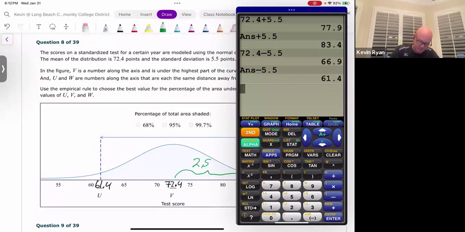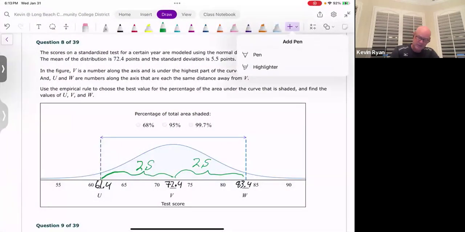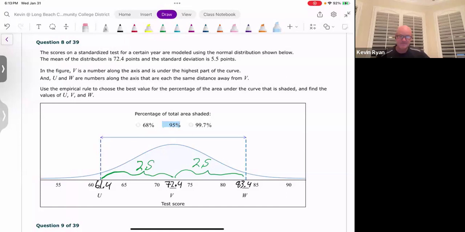And again, we are clearly two standard deviations out, which tells us that the total area under the curve is 95%. So remember, one standard deviation out is 68%, two out is 95%, three out is 99.7%.